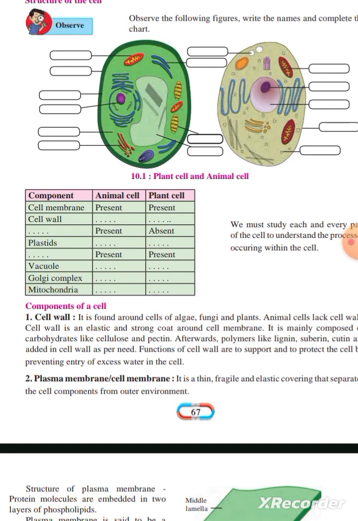Water is not added too much. Only a limited amount of water is there. So it protects the cell. Okay. So now let's study our next topic, that is the plasma membrane.